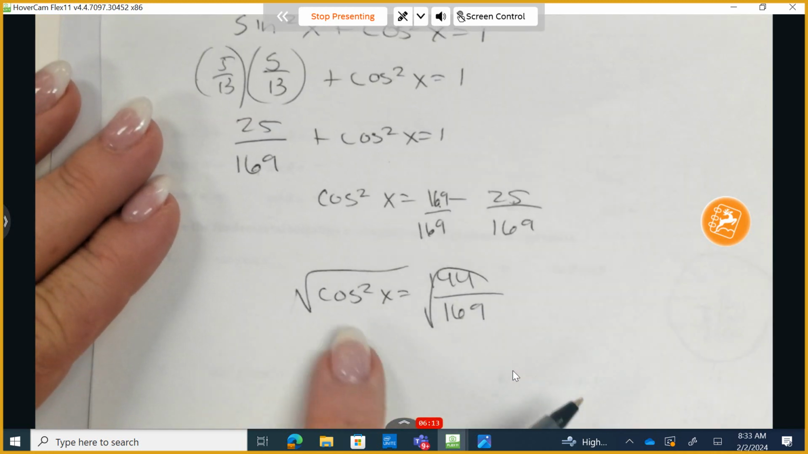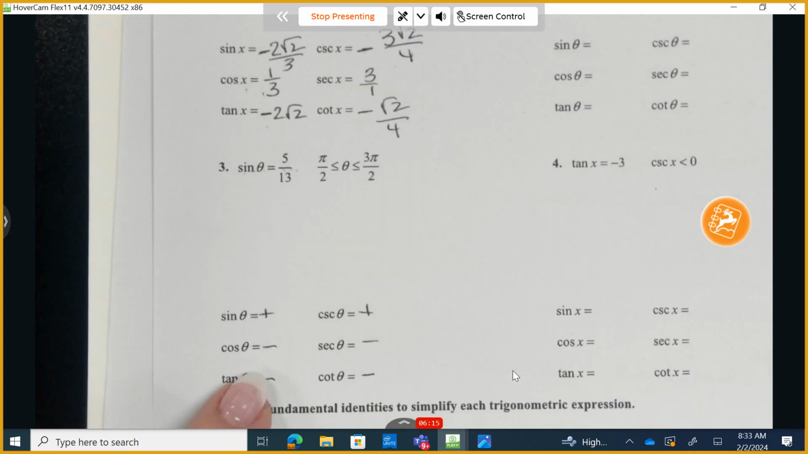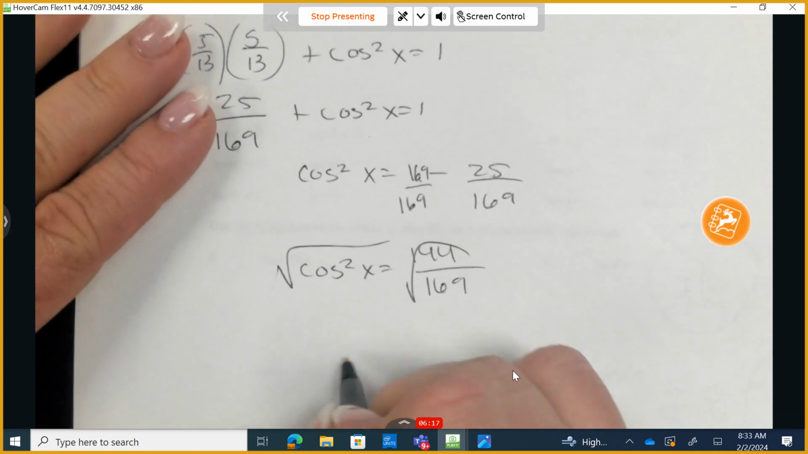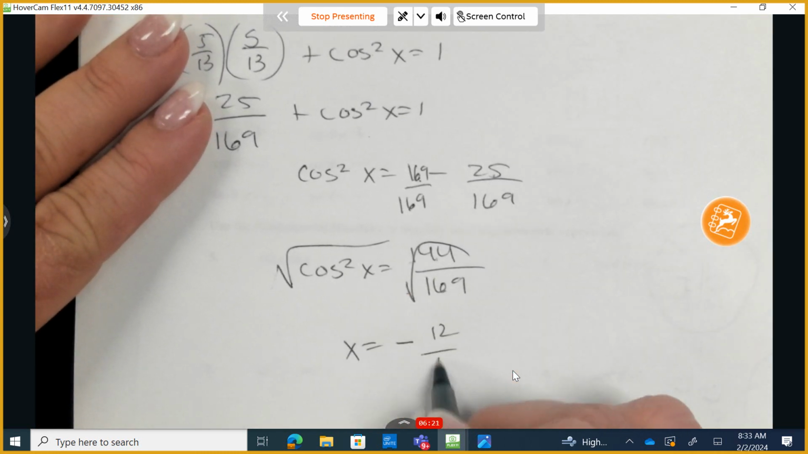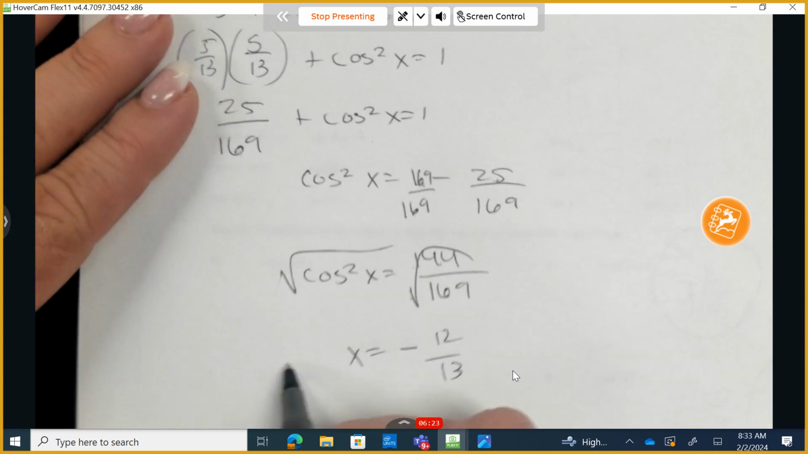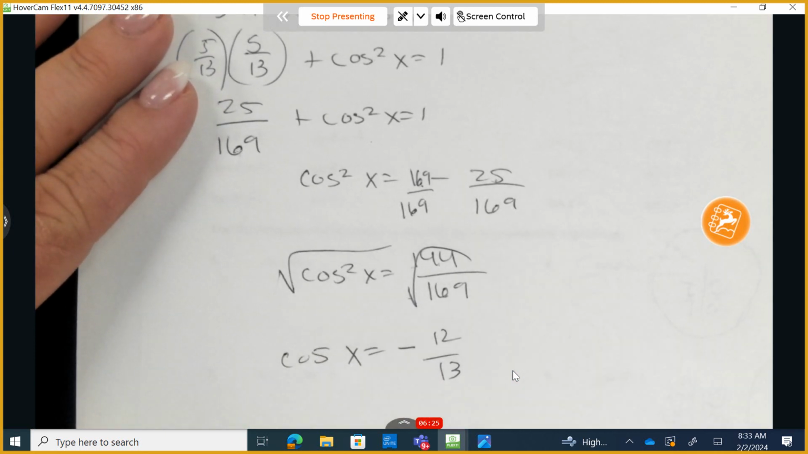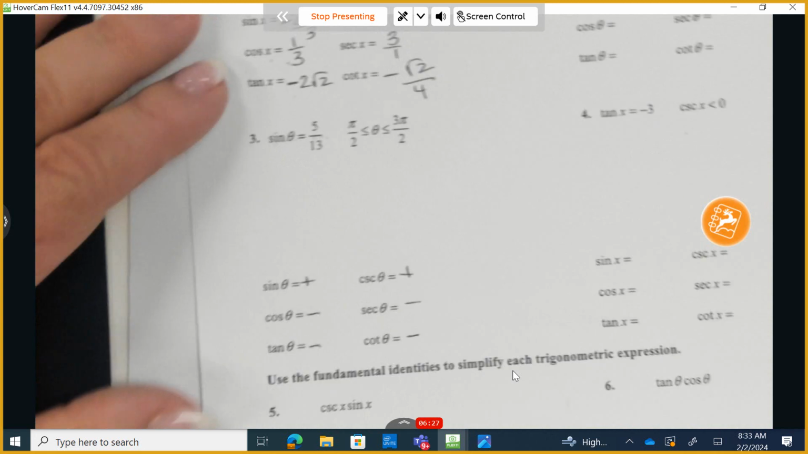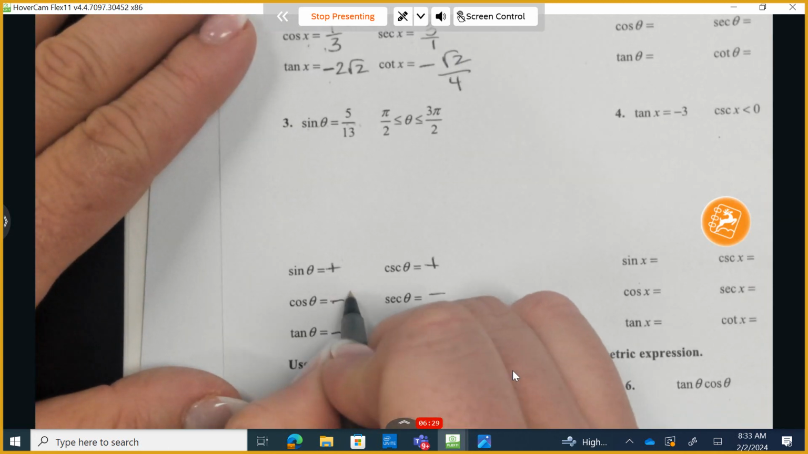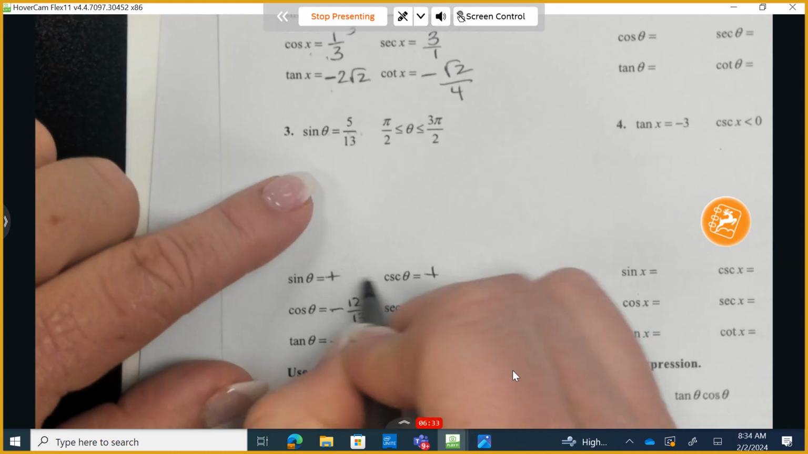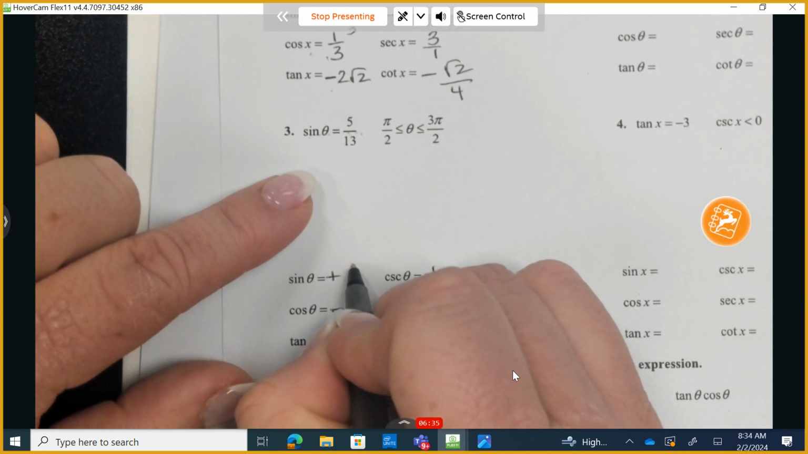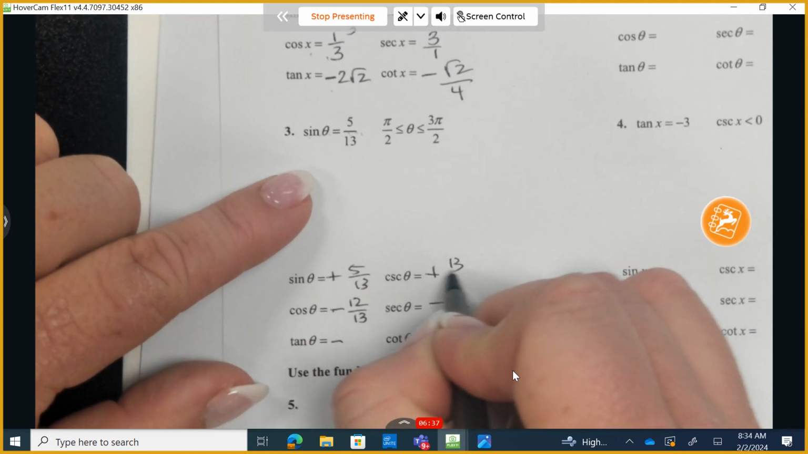We don't need to worry about going to a positive and a negative because we can see that the cosine is going to be negative. Square root of 144 is 12. Square root of 169 is 13. So this is what my cosine is. The cosine is equivalent to negative 12 over 13. Its reciprocal is negative 13 over 12. So, the sine is 5 over 13. The reciprocal is 13 over 5.